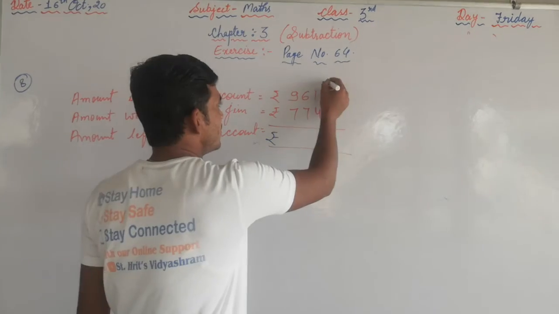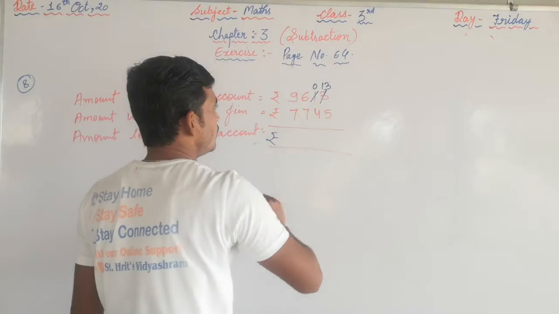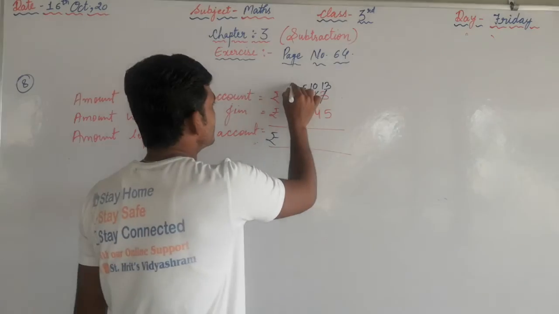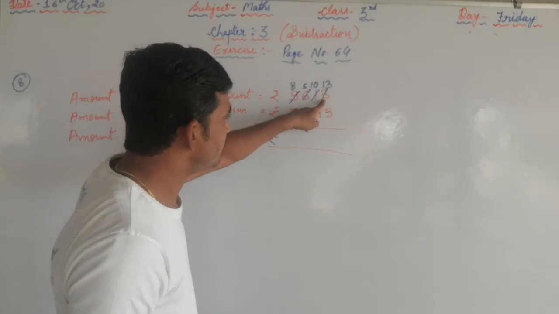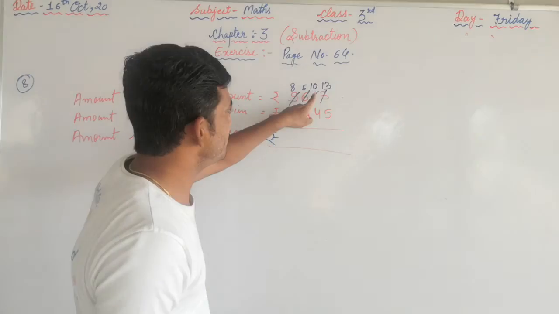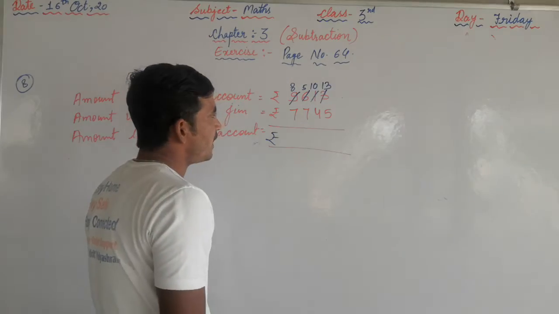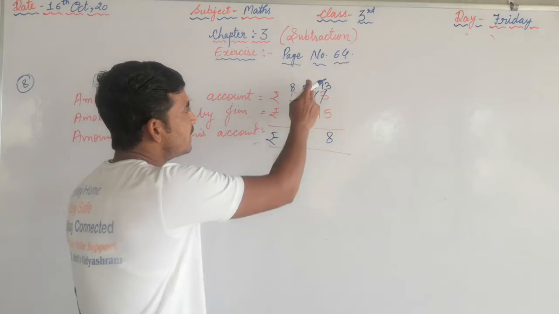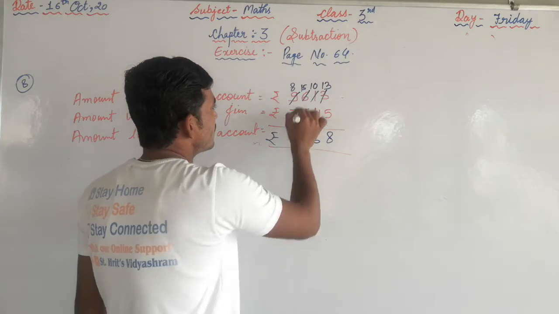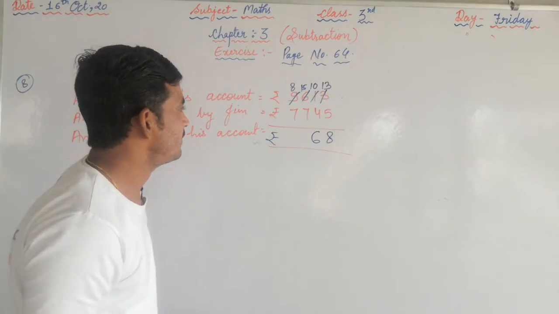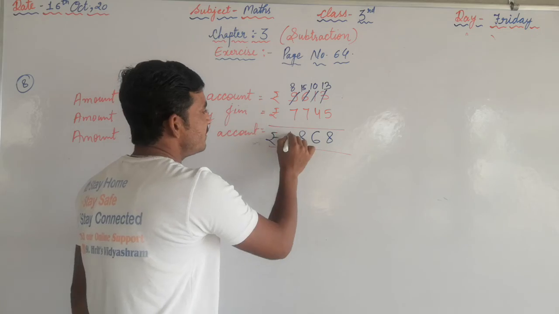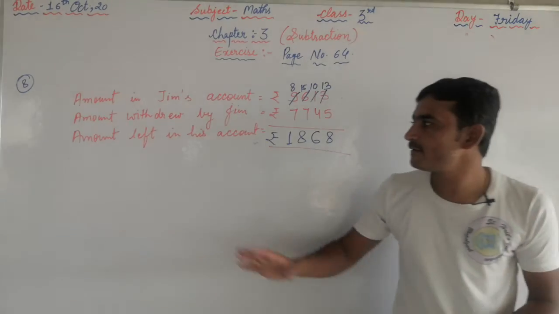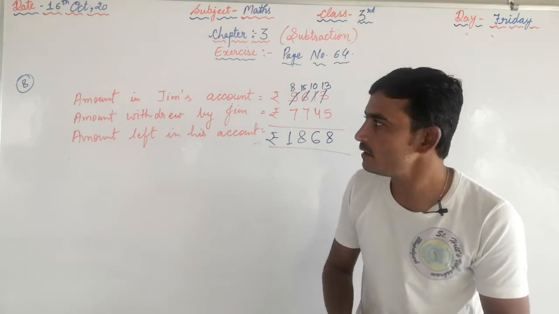So here it becomes 13, here it becomes 0. Here 5 and 10, and here it becomes 8. Now see here, 5 can't be subtracted from 3, so you have to borrow 1 from here. So here it becomes 0 and here it is 13. Now 13 minus 5 equals 8. Now 10 minus 4, 6. Now 15 minus 7, 8. 8 minus 7, 1. 1,868 rupees left in Jim's account.